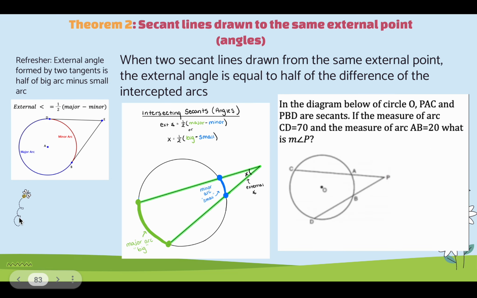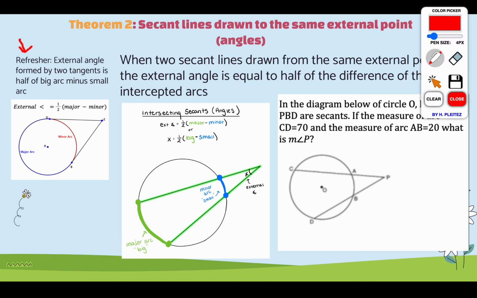Now, theorem number 2 is going to be talking about, we're still going to have secants drawn from the same point, but now we're going to be talking about how to find those angles and those arc measures. So refresher, we did this for tangent lines already. So this external angle when we had tangents was equal to half of the major arc minus the minor arc.